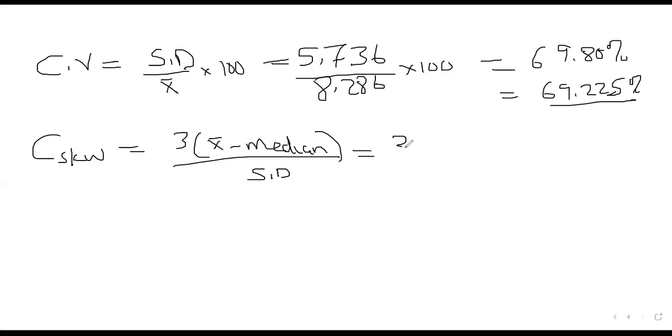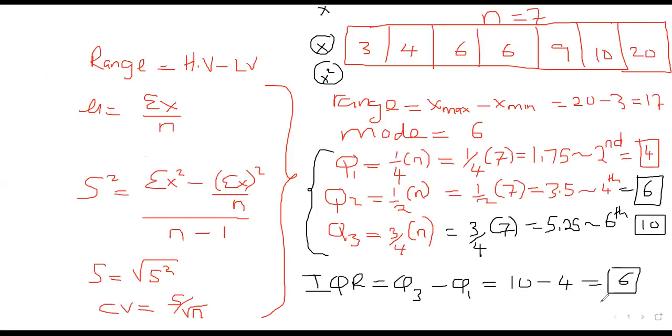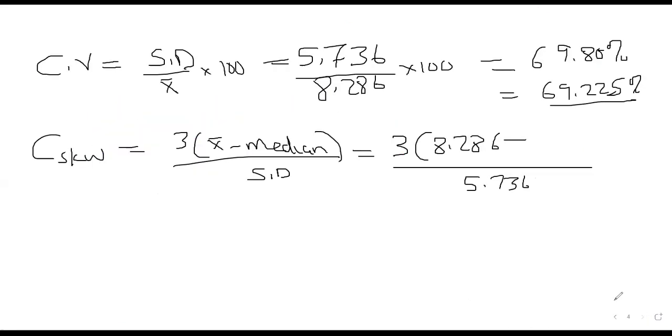Then to find our skewness, we have our mean 8.286 minus our median. What is our median? Median was 6. So 6 here. When you compute that, if you get a positive, it is skewed to the right. If you get a negative, it's skewed to the left. What are you getting?